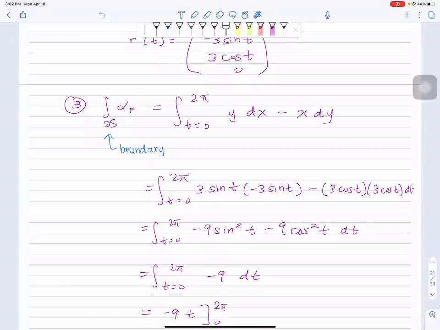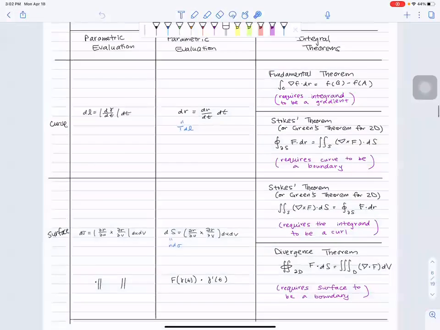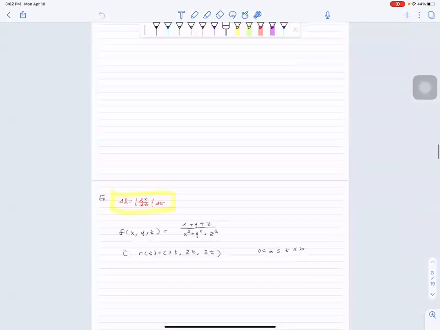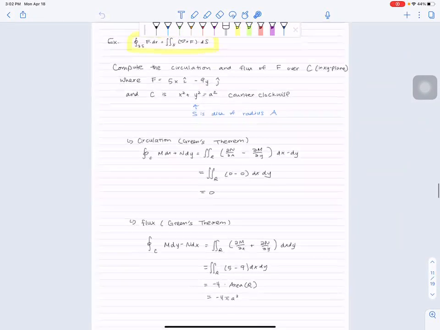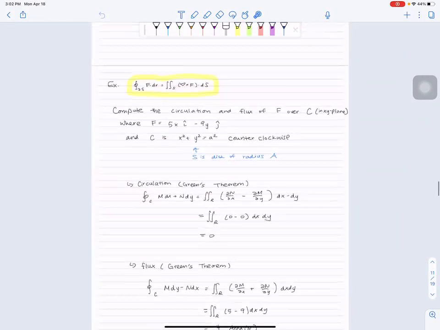If you're asked about circulation, is that when we use Stokes' theorem? It might. It also depends on whether it's over a surface or over a curve, but yes, use Stokes for circulation.